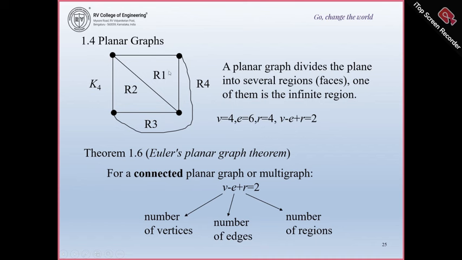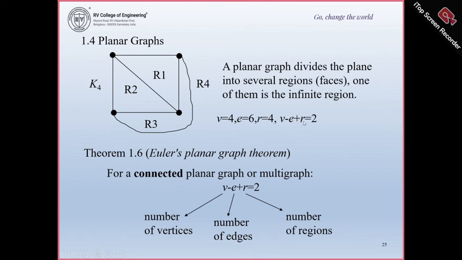Now in this you can observe, this is the region R1, this is the region R2, this is the region R3, this is the region R4. R4 is the infinite or unbounded region. The number of edges bounding a region is called the degree of that region. Here the number of vertices V is equal to 4, the number of edges E is equal to 6, and the number of regions is equal to 4. So it satisfies V minus E plus R is equal to 2. Or you can also say that R is equal to E minus V plus 2.